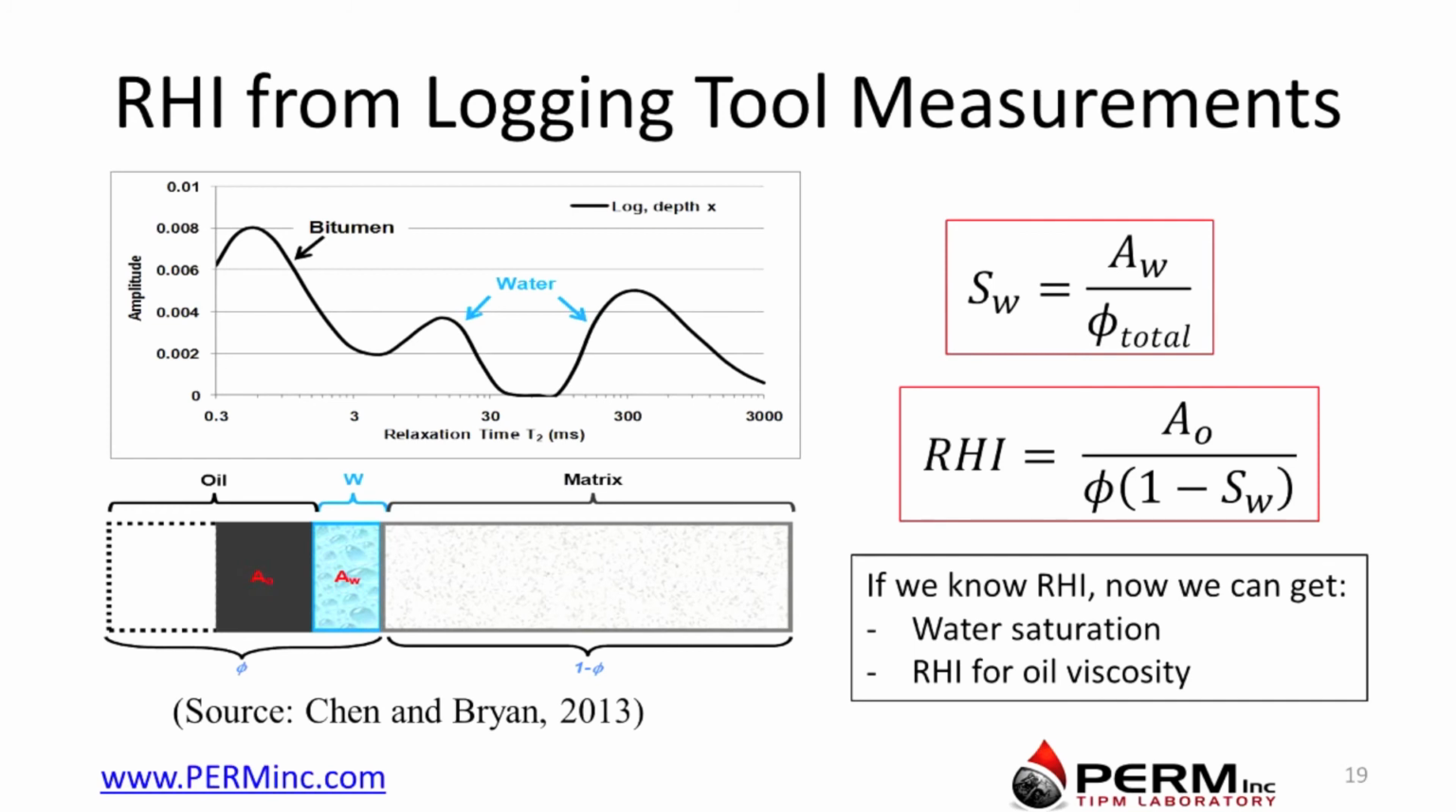So by having access to an independent measurement of the total porosity, which is your density log, we no longer need to get RHI from an RHI T2GM correlation, but we can instead predict it directly by knowing the total porosity and the water saturation.